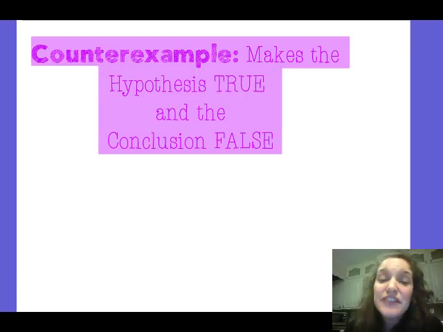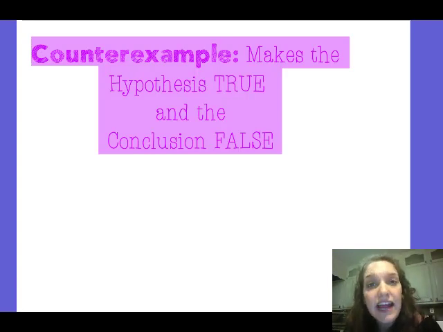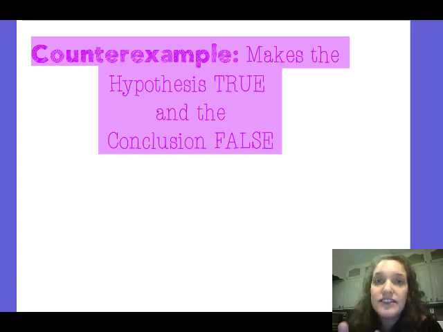A counterexample is what we use to prove that a conditional statement is false. So when you're trying to decide whether or not something works as a counterexample, you need to check two things. You need to check and see, does it make the hypothesis true? And does it make the conclusion false? So first check the hypothesis. Make sure the hypothesis is true. Then go check the conclusion. Make sure that conclusion is false.